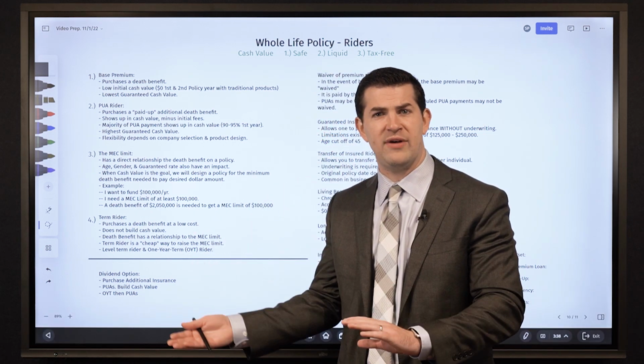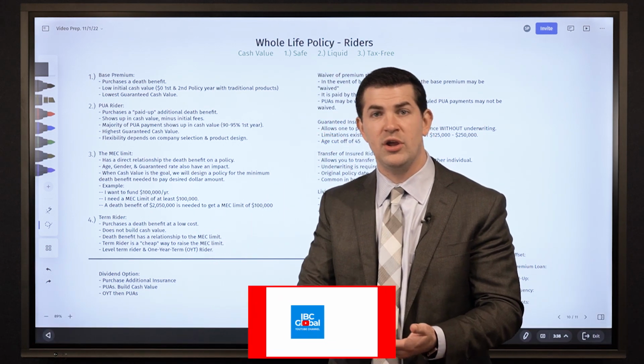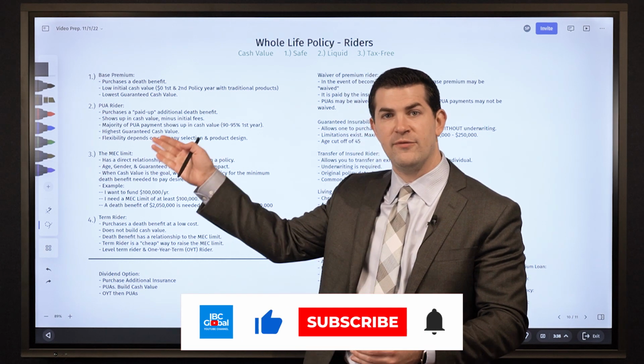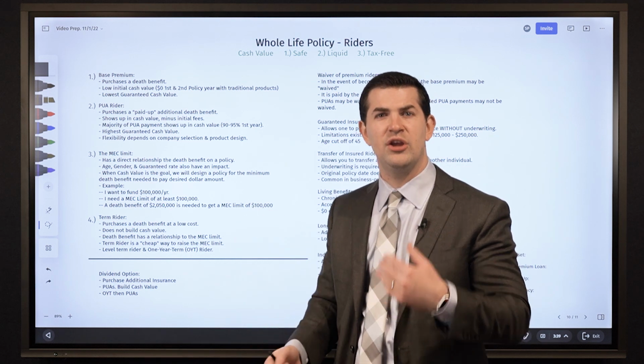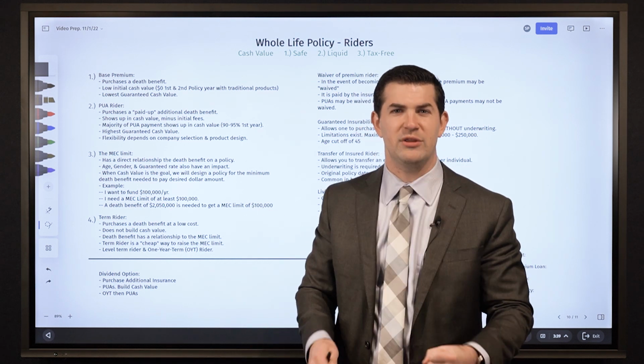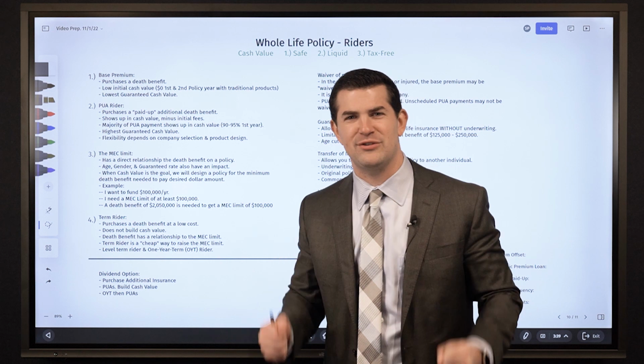And this hopefully provides an understanding, one, of how the product works, but two, awareness on the different components of a whole life insurance policy, and equips you with enough knowledge so you can ask the right questions when you're working with an agent and get a policy that's set up for maximum cash value.